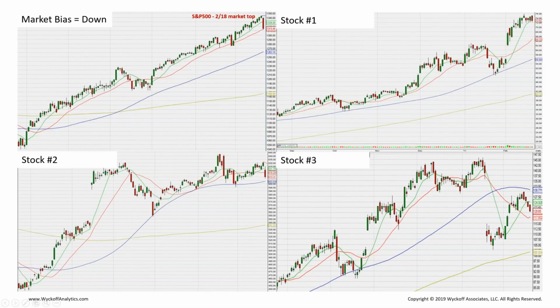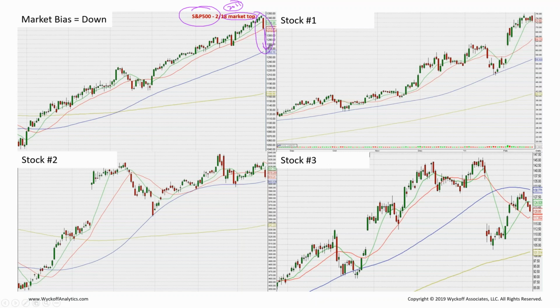All right, so here are 4 stocks, or the 4 charts. Here is an S&P 500. This is, I believe, 2011. You can have this information, but it's not really that necessary. I'm showing you that this is the market top, and that the next swing is going to be to the downside.